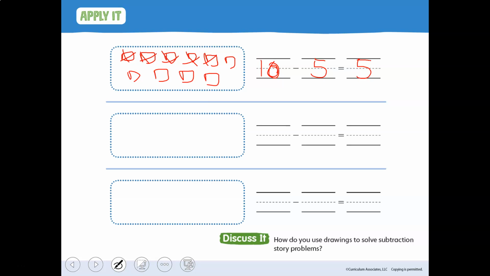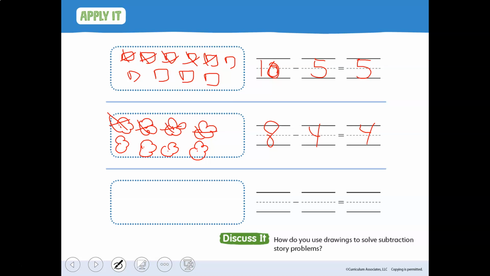Here is another one. There were 8 flowers in the garden. I picked 4 flowers. How many flowers are left? So 8 flowers. We're going to draw 1, 2, 3, 4, 5, 6, 7, 8. I'm going to put the 8 right here. We picked 4, so I'm going to cross out 4. How many are left? 4 left. Great job.